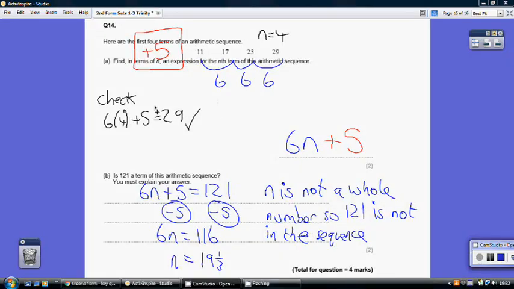Question 14. So part A, find in terms of n an expression for the nth term of this sequence. So two components to doing this. The first thing, given it's an arithmetic sequence, we're going to be going up by the same amount being added each time. 11 to 17 we're going up by 6. 17 to 23 we're going up by 6, 23 to 29 we're going up by adding 6.